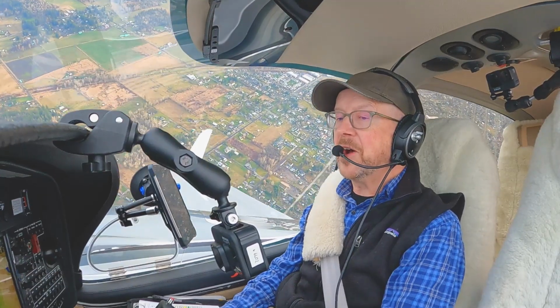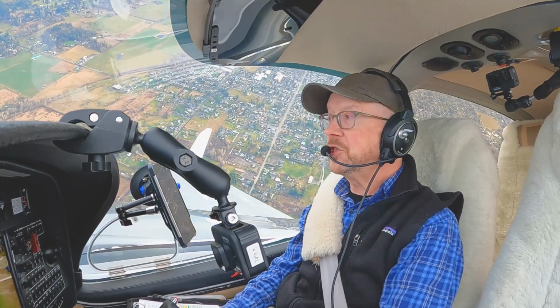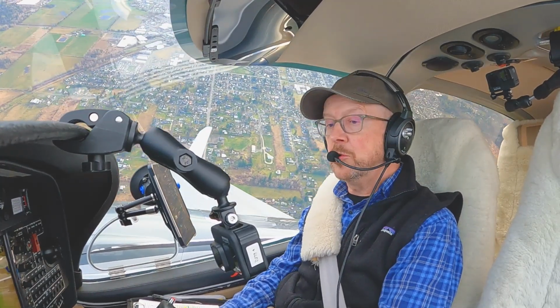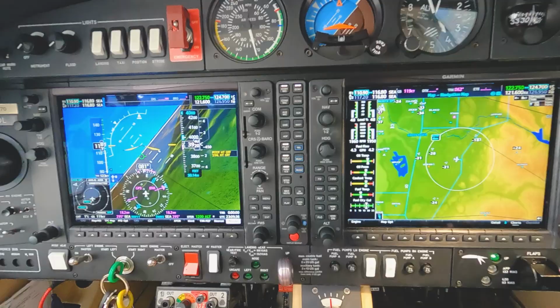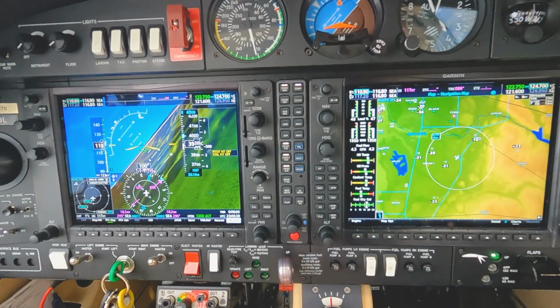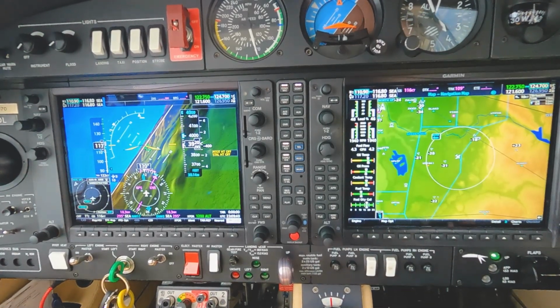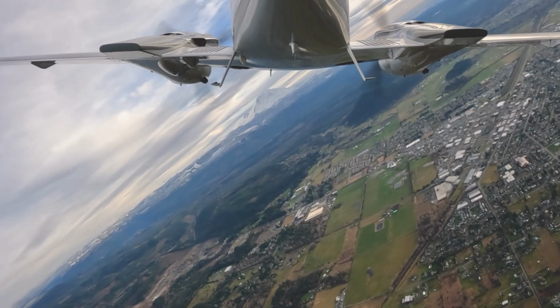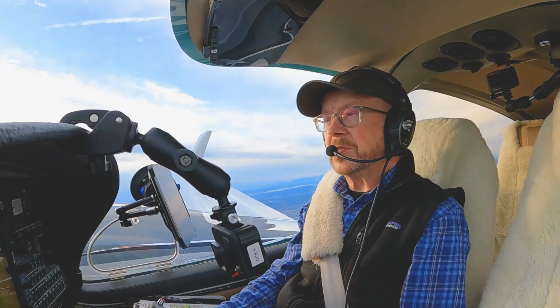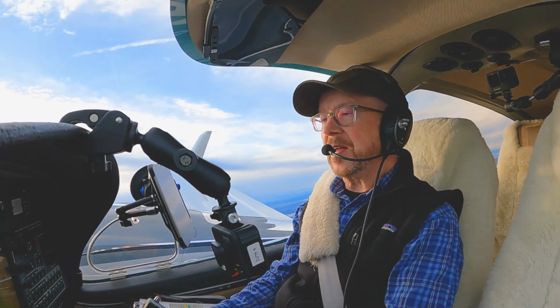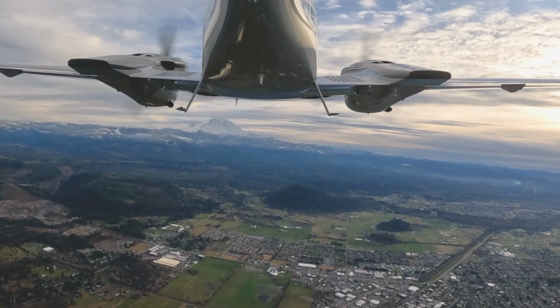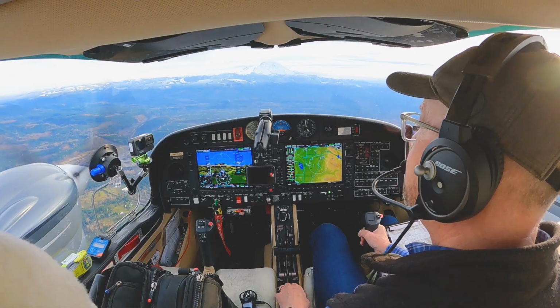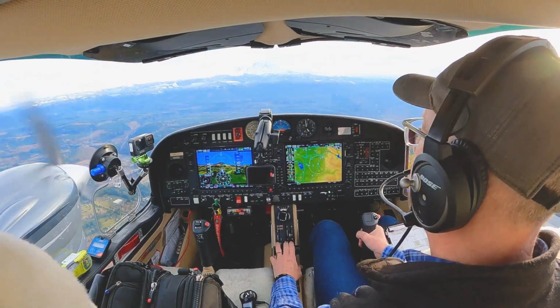And yeah, we're fighting overbanking tendency for sure as we come around. Here we are, we've got about 90 degrees to go, losing a little bit of altitude. Let's pitch up a bit, there's Mount Rainier coming in. And there we go. Looks good. And gain that altitude back. There we go. Okay, 4,000.